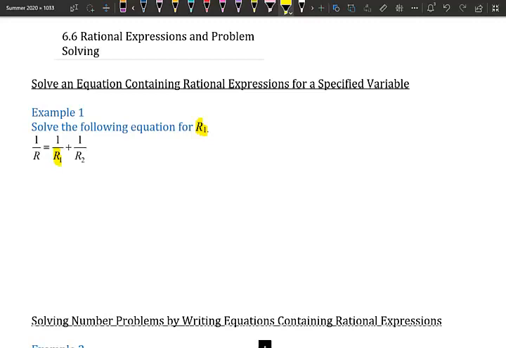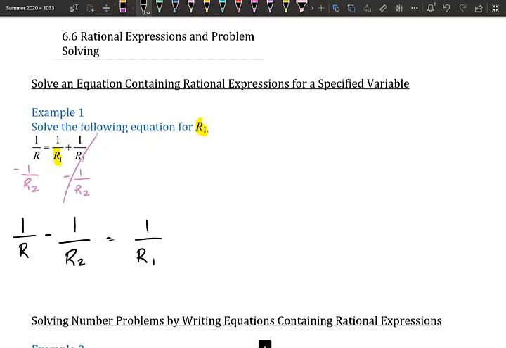So what we need to do is get that by itself. So we need to move everything away from it, everything that's possibly near it, as much as possible. We can definitely move the 1 over r2 by subtracting it. And when we do, we're left with 1 over r minus 1 over r2 equals 1 over r1. We're getting there, but now we just want r1, not a fraction, nothing like that.